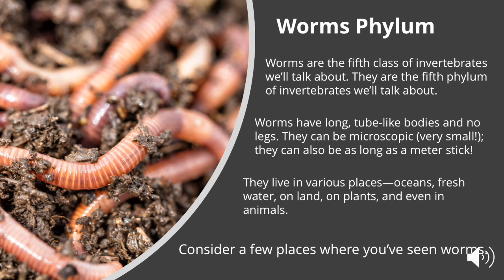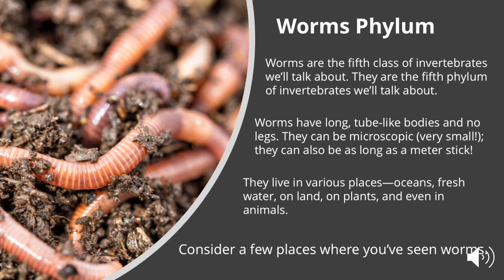Worms have long tube-like bodies and no legs. They can be microscopic, very small. You can't even see them. They can also be as long as a meter. That's 3 feet long. Have you ever seen a worm that's 3 feet long? I have not. If I saw a worm that was 3 feet long, I'd probably think that I was seeing a snake.